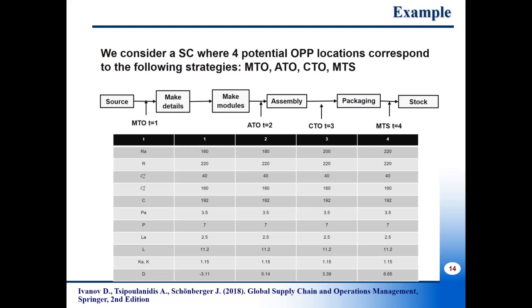Considering all parameters used in the previous slide equation, we have different OPP index for different OPP locations. For instance, for MTO, the D index is minus 3.11, for ATO 0.14, for CTO 3.39, and the most attractive one, that is MTS, 6.65.